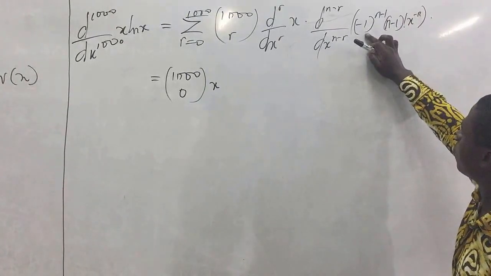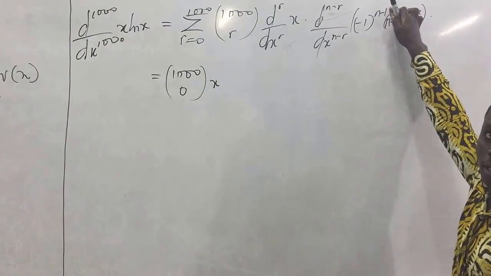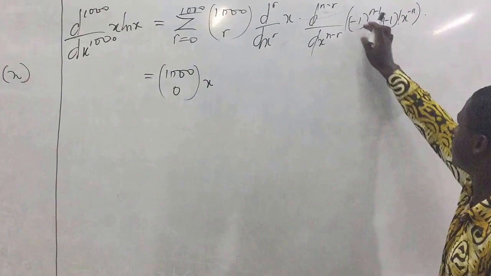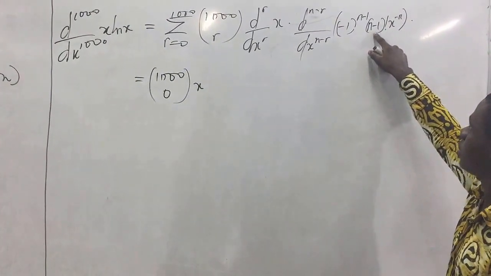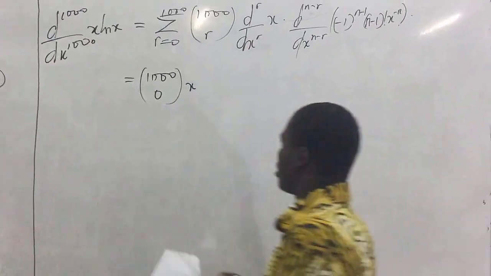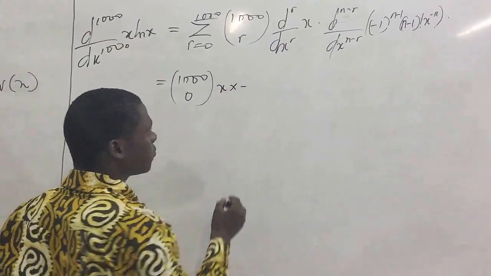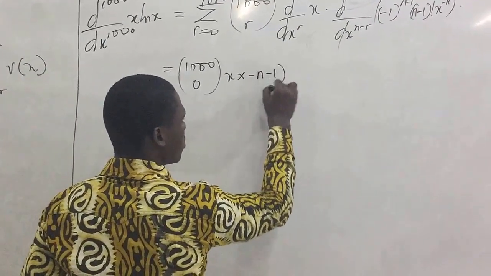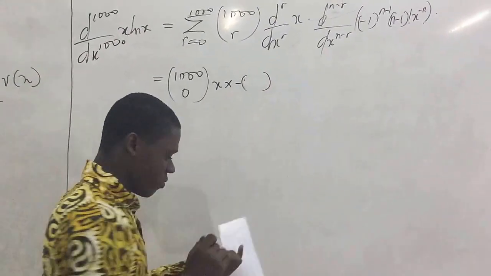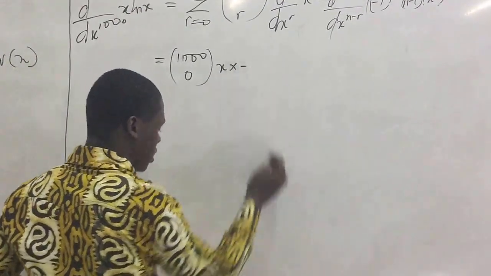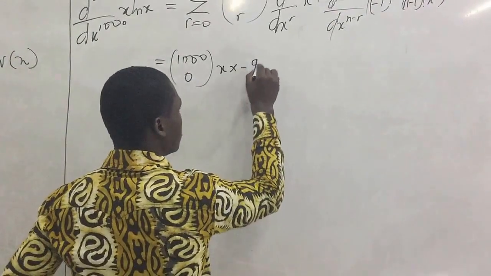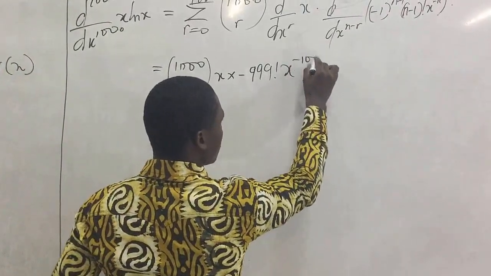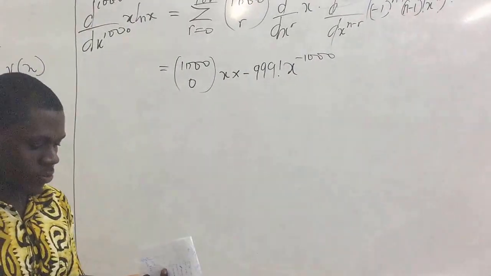And that gives me negative 1 to the power 999. See, that gives us negative. So you realize that you get negative. We put the same thing here, we have 999 factorial. So you have this one being multiplied by negative 1 from here. Then n minus 1 factorial becomes 999 factorial. We have x to the power 1000. So we have finished the first one.